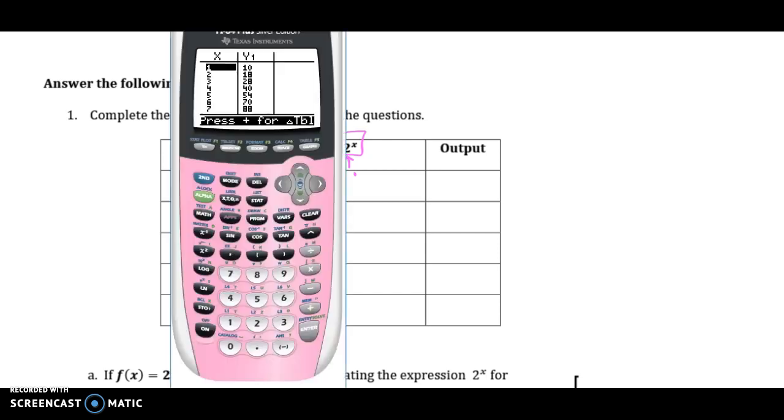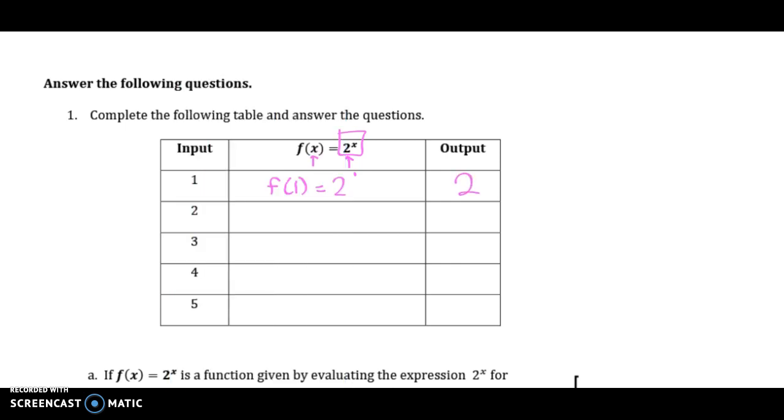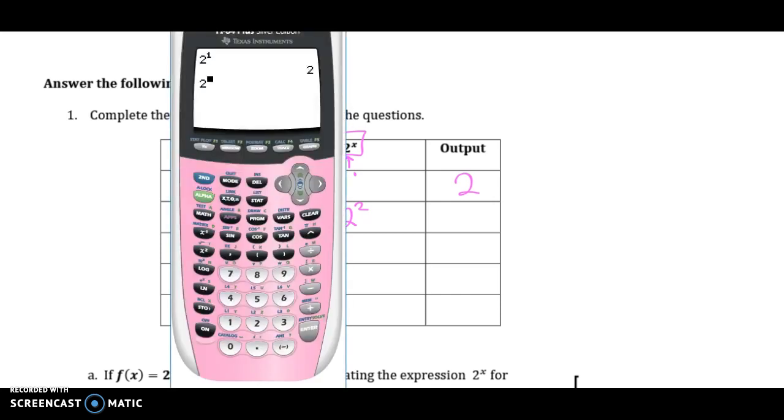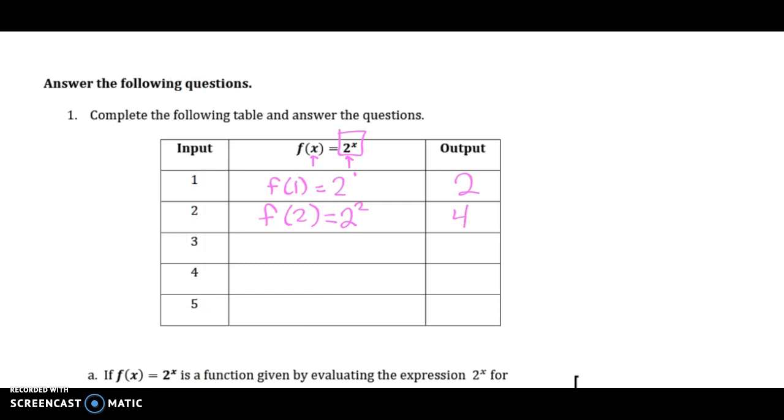And so that's what we'll do on the first one. So 2 to the first. That's 2. Output is 2. Then I have f of 2. So again, wherever I'm seeing an x, I'm just replacing it with whatever this input value is. So then I need to evaluate 2 squared. So I get 4. And f of 3.